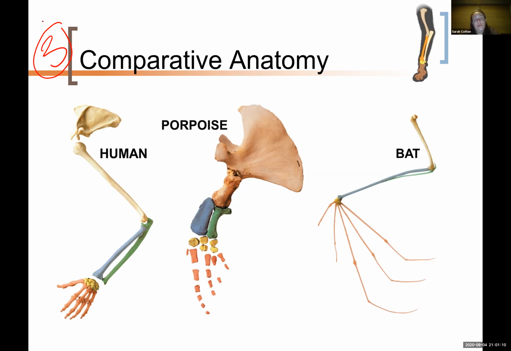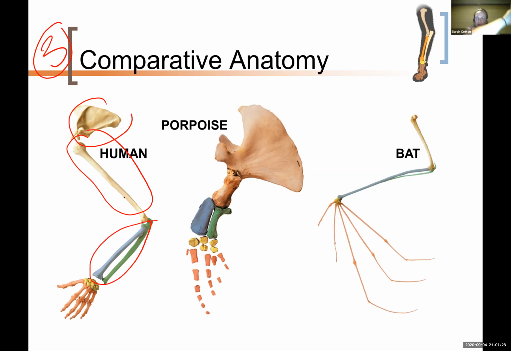Okay. So in this image we are looking at the forelimbs, the arm or front limb, of three different mammals. Here's a human: shoulder blade, big upper arm bone called the humerus. You don't know that. Two long, skinny arm bones, the radius and ulna. Here are your wee little wrist bones, and then there are your hand bones.